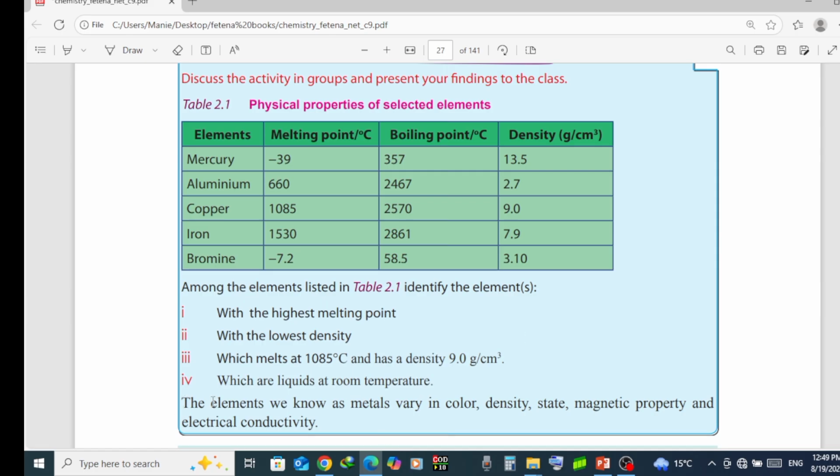It says the elements we know as metals vary in colors, density, state, magnetic property and electrical conductivity. Yeah, they are quite different.